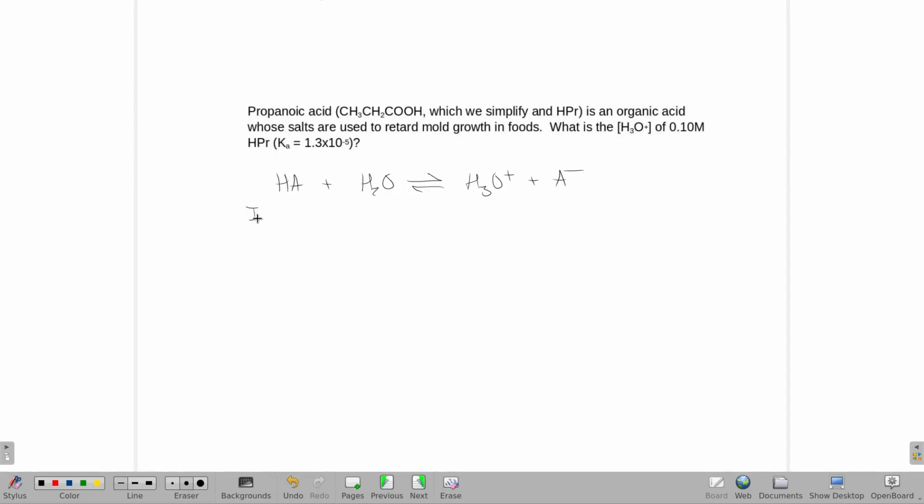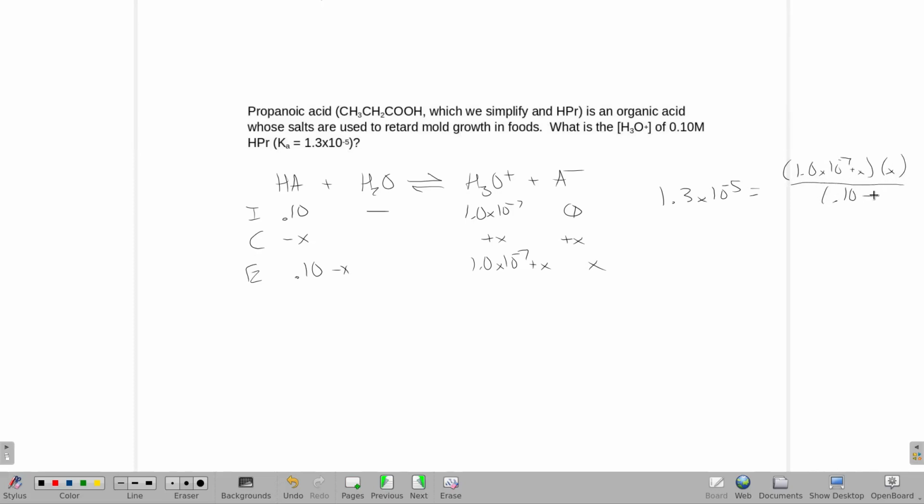I'm going to say initially this is 0.1 molar. I'm ignoring this. This is 1 times 10 to the -7th, and this is 0. Therefore, this goes up, and that goes down on my change. So at equilibrium, this is 0.10 minus x. This is 1.0 times 10 to the -7th plus x, and this is x. Now we have 1.3 times 10 to the -5th should be equal to 1.0 times 10 to the -7th plus x and x all over 0.1 minus x.